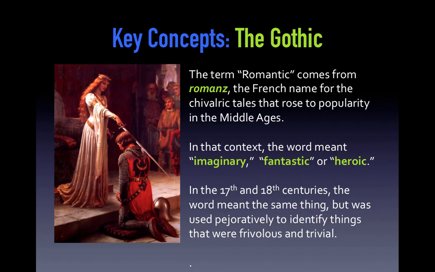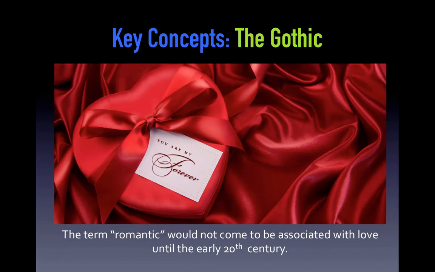The term Romantic comes from Romans, the French name for the chivalric tales that rose to popularity in the Middle Ages. In that context, the word meant imaginary, fantastic, or heroic. In the 17th and 18th centuries, the word meant the same thing, but it was used pejoratively to identify things that were frivolous and trivial. The term romantic would not come to be associated with love until the early 20th century.